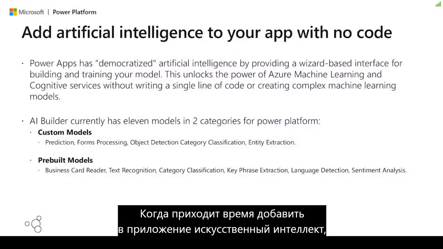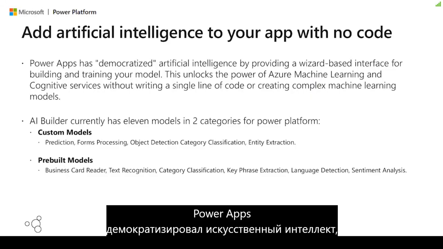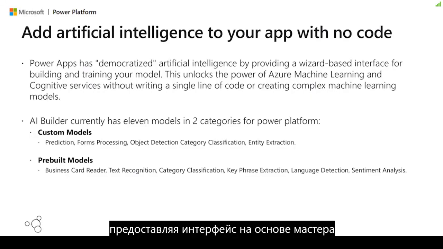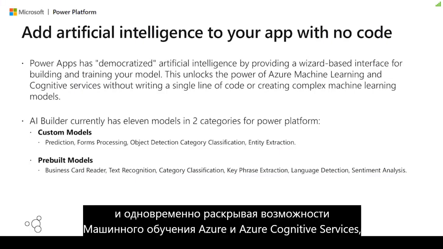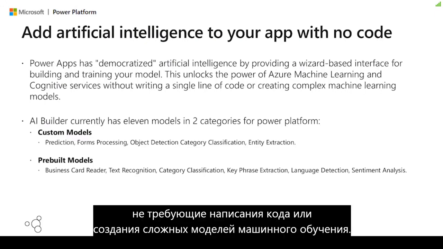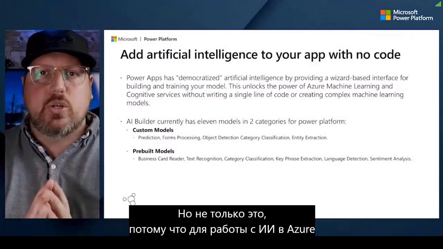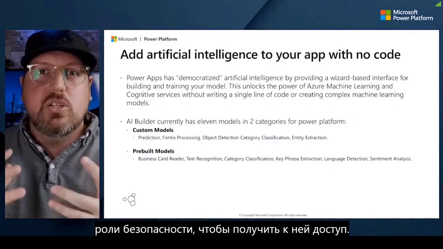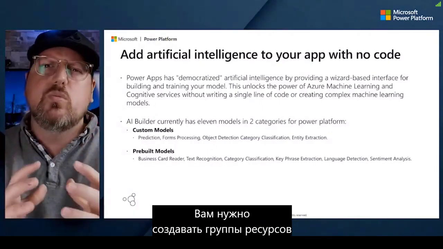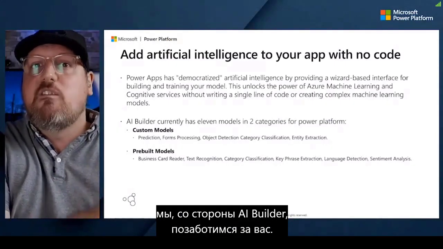So when it's time to add artificial intelligence to your app with no code, we have a tool we call AI Builder. Power Apps has democratized artificial intelligence by providing a wizard-based interface for building and training your model, and it unlocks the power of Azure machine learning and cognitive services without writing a single line of code or creating complex machine learning models. But not only that, because when you do AI on Azure, you need an Azure subscription, you need an Azure dashboard, you need all the right security roles just to access it. And then you need to create resource groups and do a ton of management that we, with the AI Builder side of it, take care of for you.